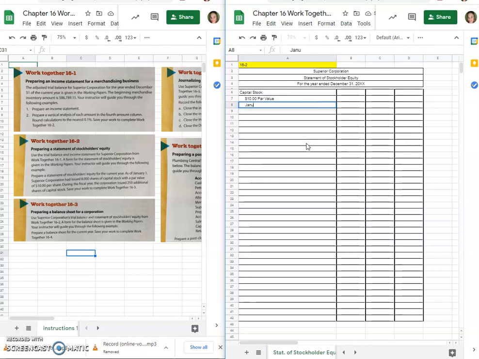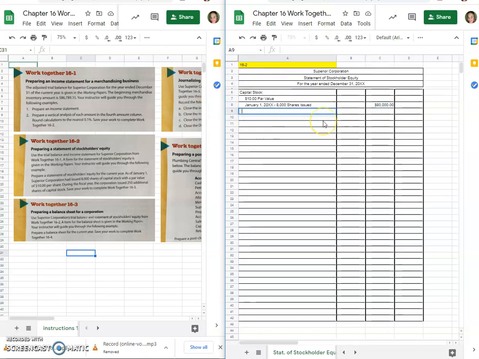And then the beginning amount, January 1, 2020, whatever year, the amount of shares. In this case, there were 8,000 shares issued according to our problem. And those 8,000 shares times the par value of $10 is 80,000, of course. Format that as dollars.